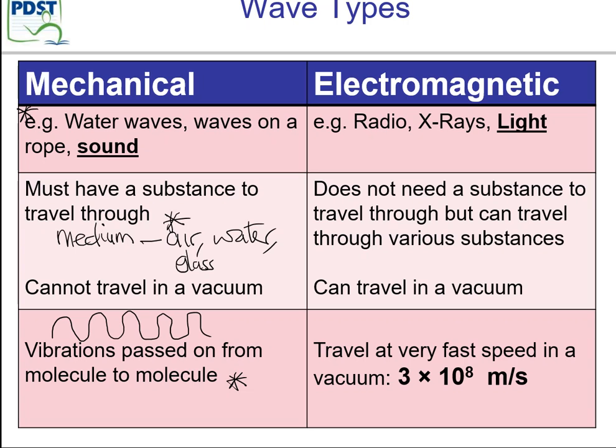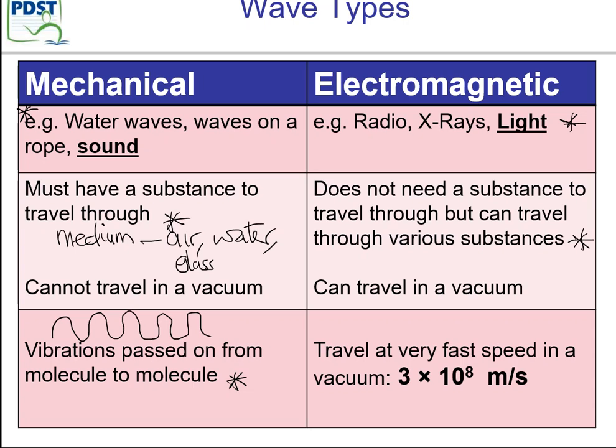Now, electromagnetic waves. Examples are radio, X-rays, and light. The fascinating thing about electromagnetic waves is that they do not need a substance to travel through. So you don't need a medium for an electromagnetic wave. Actually, it can travel through a medium, but you don't need it, which means this wave can travel in a vacuum. Like light, we can have light in space, which is practically a vacuum.